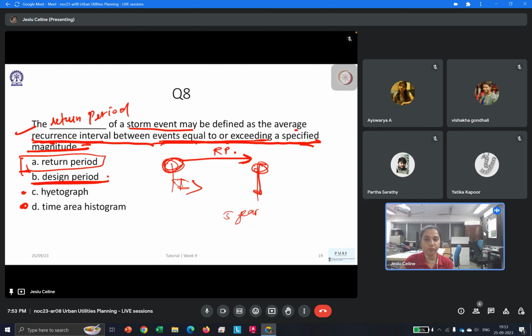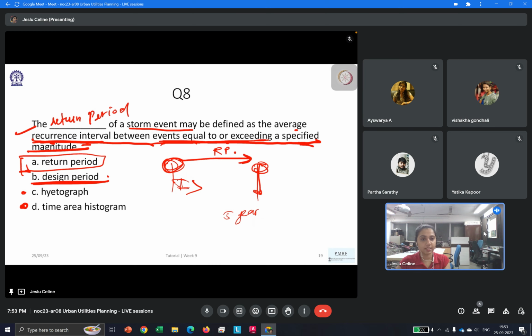It need not be only for sewage. This is a term used in any facility planning, or even infrastructure planning. If it's infrastructure, you say that is the number of years, not the maximum, the minimum number of years for which that facility, that infrastructure, should last.